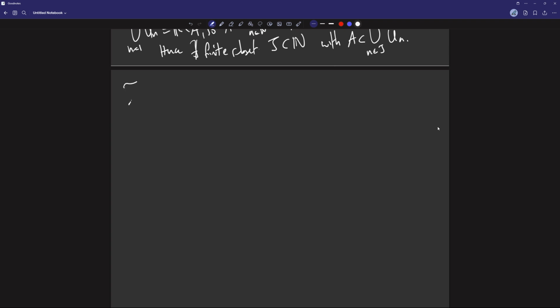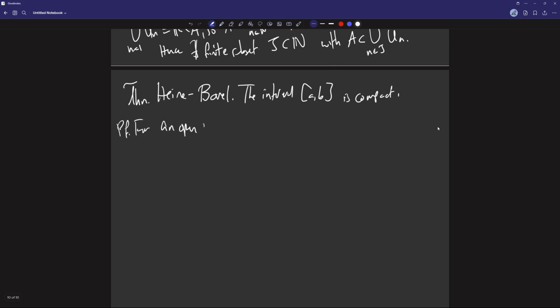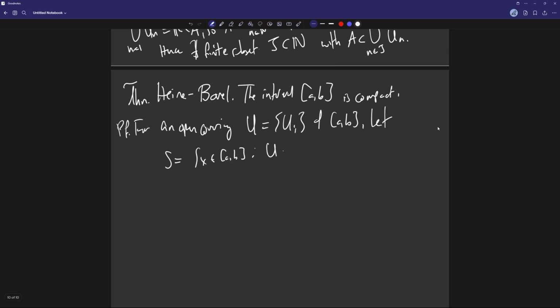Okay, so this leads into the theorem that's really well known as Heine-Borel, which just says the closed interval a to b is compact. And this shows, for an open covering U, which is equal to this family of sets Ui, of a to b, let S be defined by the x in a to b such that U intersected with a to b has a finite subcover.